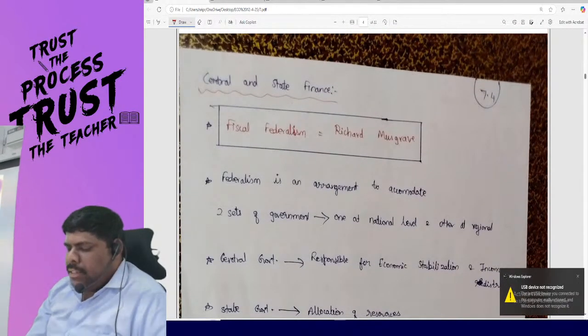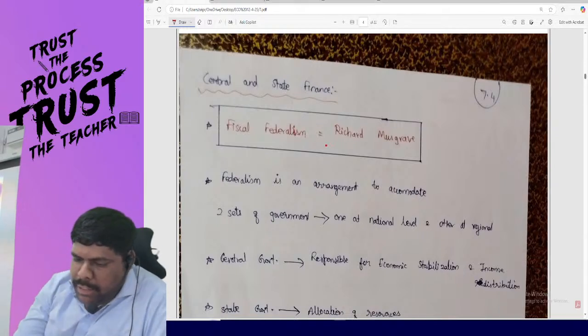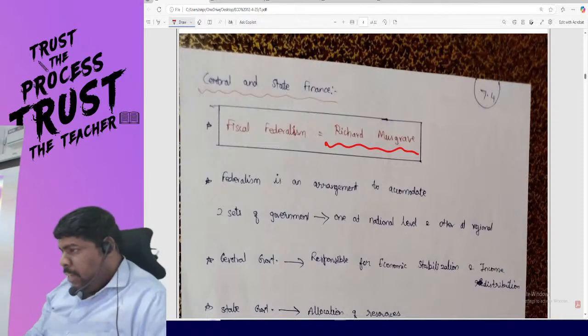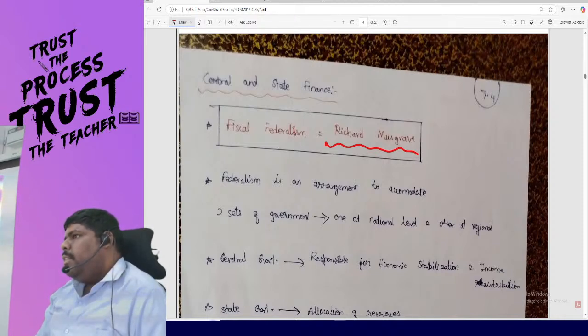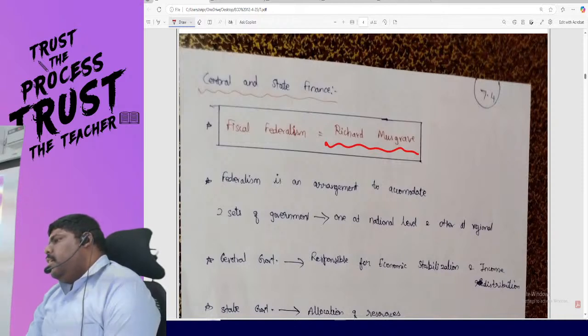Central and state finance, which we have discussed right before the class. Who has given this concept? It is given by the same person, Richard Musgrave. Now listen. If you are starting with chapter 6, there is the calculation of GDP by the Central Statistical Organization, one at the state level and one at the central level.